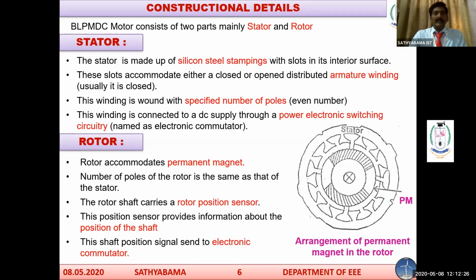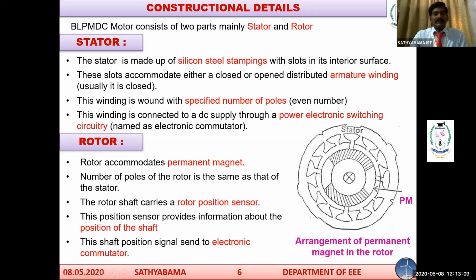The winding is connected to a DC supply through a power electronic switching circuit. The rotor has permanent magnet. Normally, the number of poles in the rotor is the same as that of the stator. The rotor shaft carries a rotor position sensor. This position sensor gives the information about the position of the shaft. Also, this position sensor gives the signal to the electronic commutators. And here we can see the stator, which has slots, and this is the rotor having the permanent magnets.